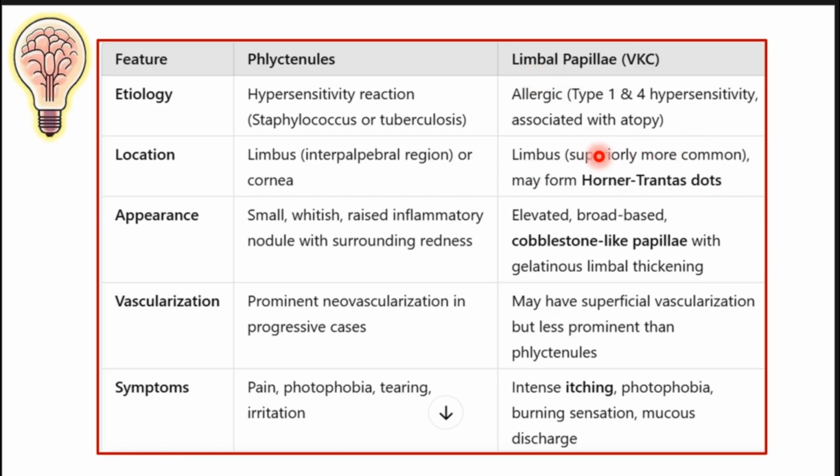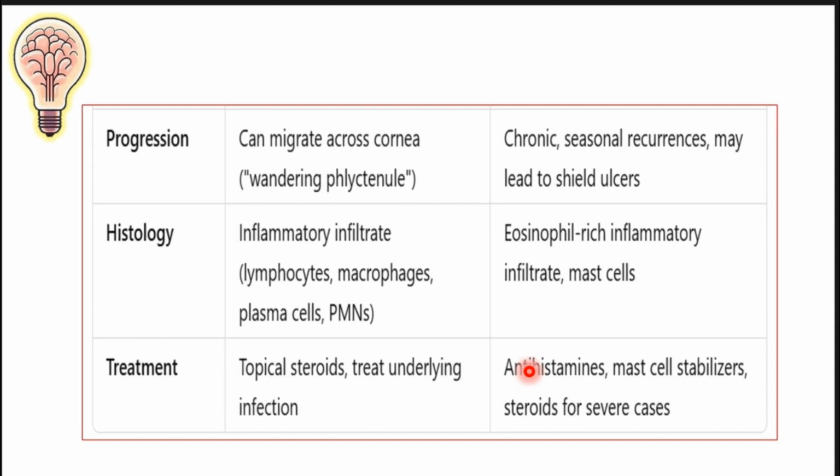You're going to find Horner-Trantas dots and limbal VKC is more common in the superior part. You will have associated signs like cobblestone-like papillae with gelatinous limbal thickening. You might have superficial vascularization. However, the vascularization in phlyctenules is more prominent and the symptom that you look out for is itching. So in VKC, the patient will have intense itching. Moreover, you will have wandering phlyctenule in case of phlyctenulosis, whereas in VKC, you might have shield ulcer.